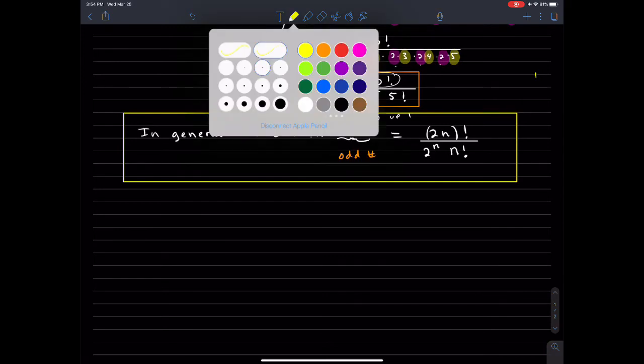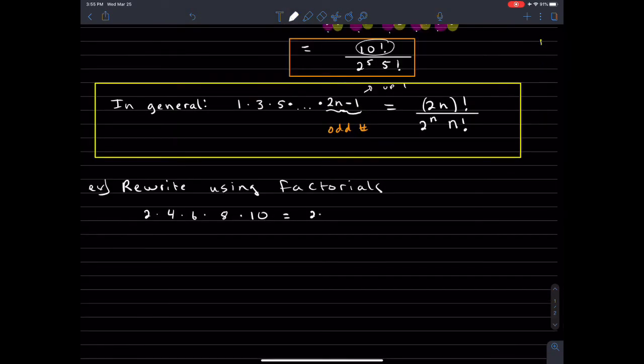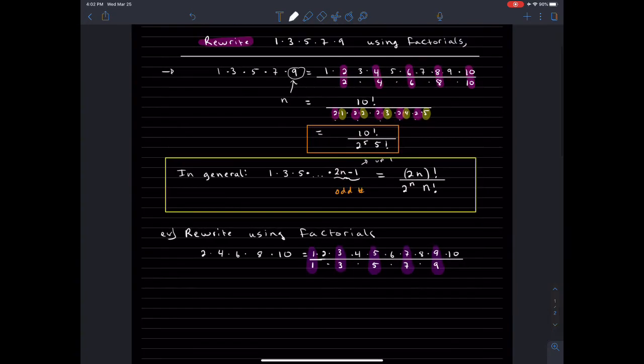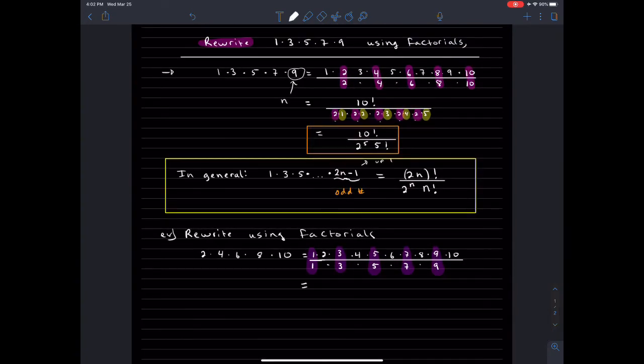Now, what if we do it for the evens? We're going to do the same thing. So what we have here is the 10 factorial on the top again. And on the bottom, we have the same product as we had in the example above, 1, 3, 5, 7, 9, which is what we did above here.